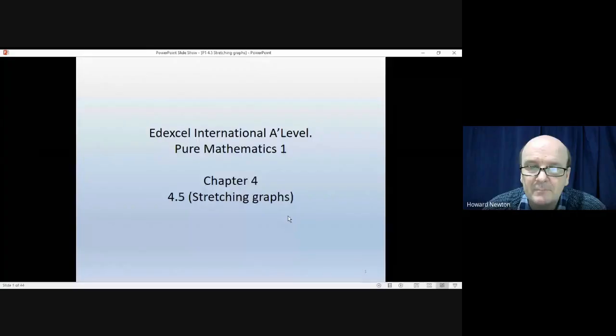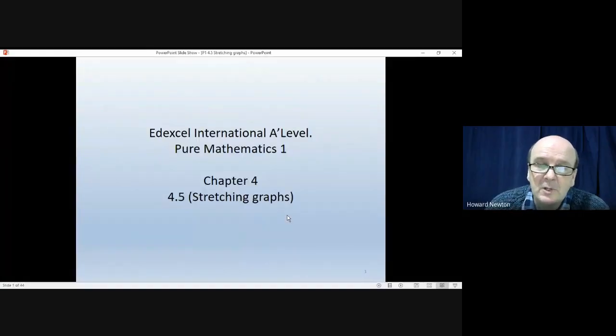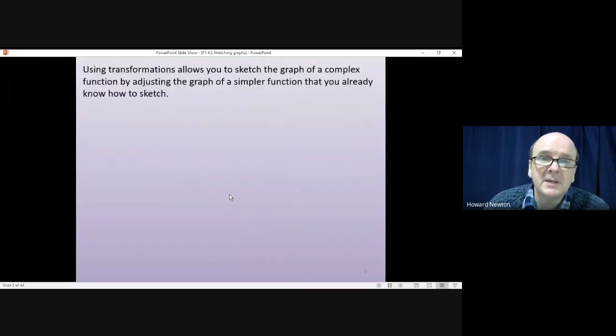Hi there, and welcome to this lesson on Pure Mathematics 1. In this lesson, we're looking at stretching graphs. Now, stretches are types of transformations, and by using transformations, we're able to sketch the graphs of complex functions just by adjusting the graph of a simpler function that we already know how to sketch.